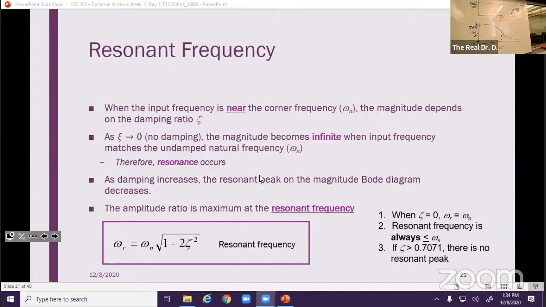When the input frequency is near the corner frequency, the magnitude ratio depends on zeta. As zeta goes to 0, the magnitude becomes infinite. When the input frequency matches the undamped natural frequency, resonance occurs. As damping increases, the resonant peak on the magnitude diagram goes down.